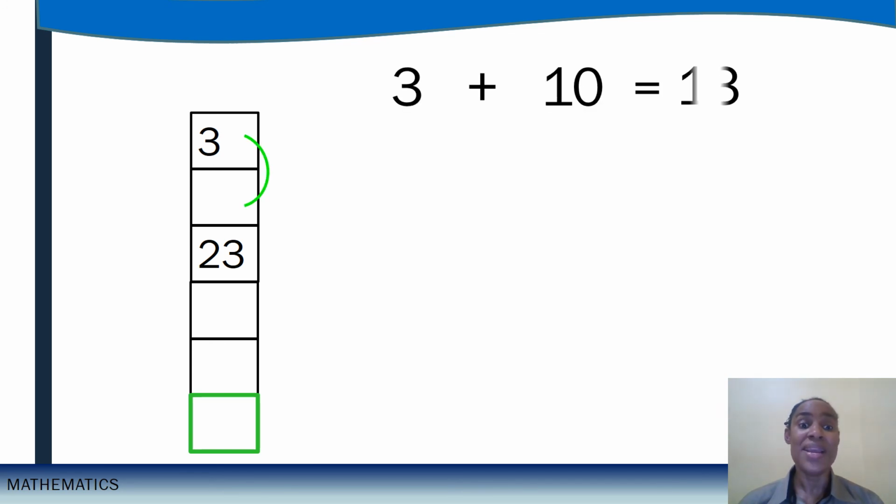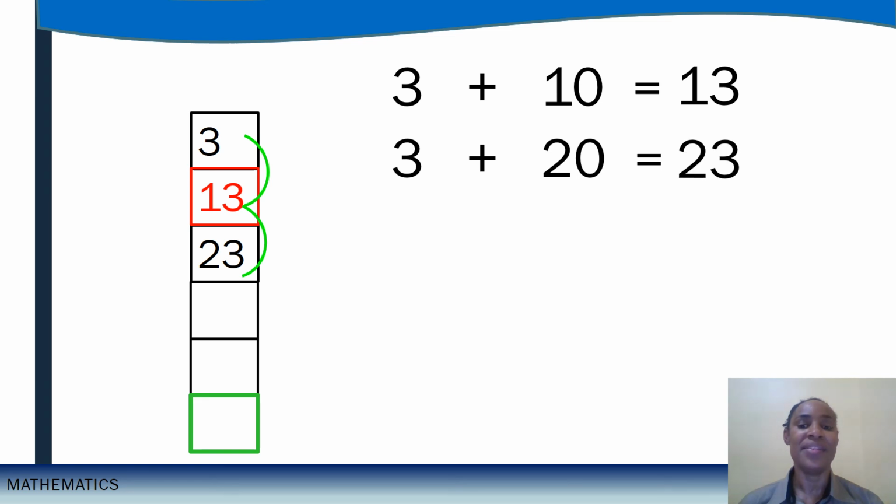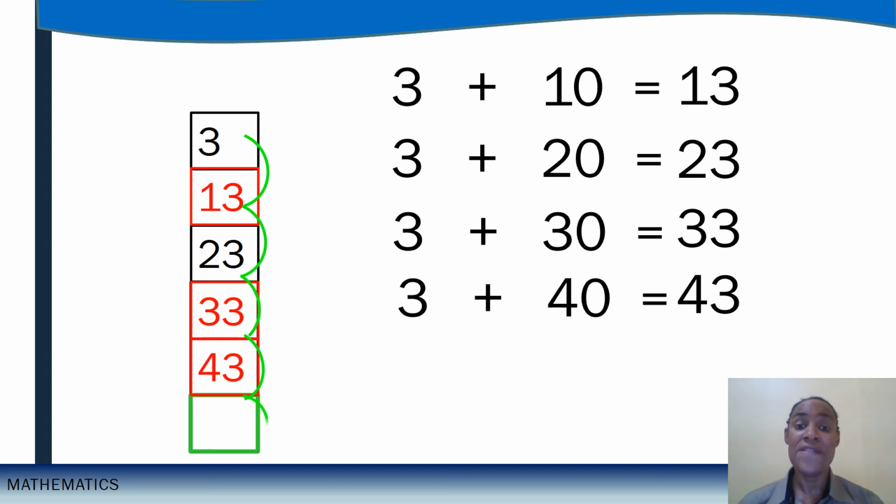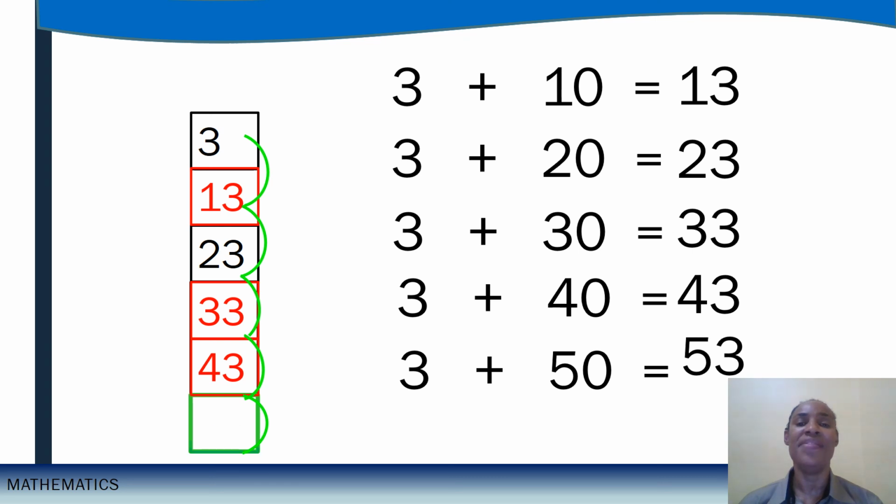10 added to 3 gives us 13. 20 added to 3 gives us 23. 30 added to 3 gives us 33. 40 added to 3 gives us 43. And 50 added to 3 gives us 53. So there we have it, boys and girls. The missing number is 53.